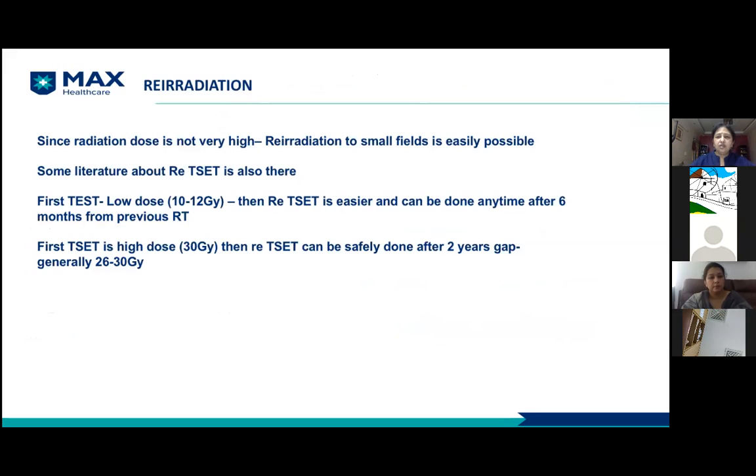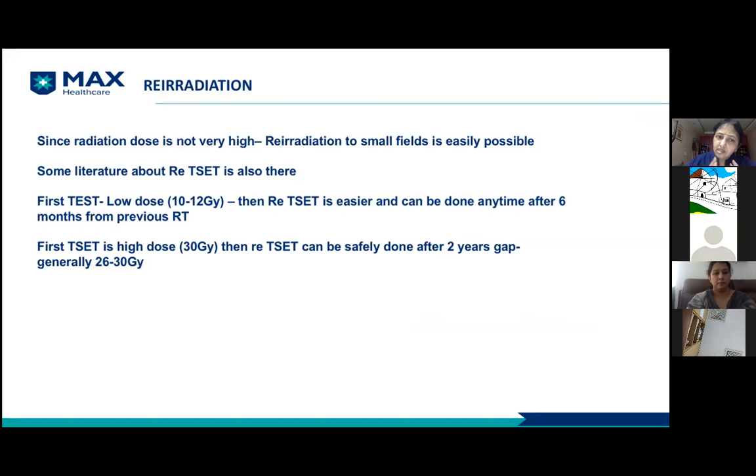Now let's talk about my last few slides, Rashi. I'm just winding it up. So my last few slides are about re-radiation. Since radiation dose in cutaneous T-cell lymphomas is not very high, re-radiation in small fields is easily possible. For example, you've given TSET to somebody and he gets a small recurrence over hand, feet, leg, etc. You can always do a patch treatment so that they're symptomatically better.